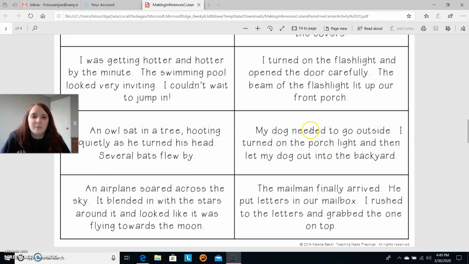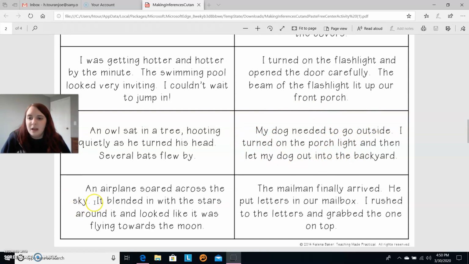Number 4: My dog needed to go outside. I turned on the porch light and then let my dog out into the backyard. Now, this one's a little bit trickier because typically you wouldn't really let a dog outside at night, but sometimes you have to. The clue in this one was turn on the porch light. Because they turned on the porch light, that's a clue that it was dark, which means this is also nighttime.